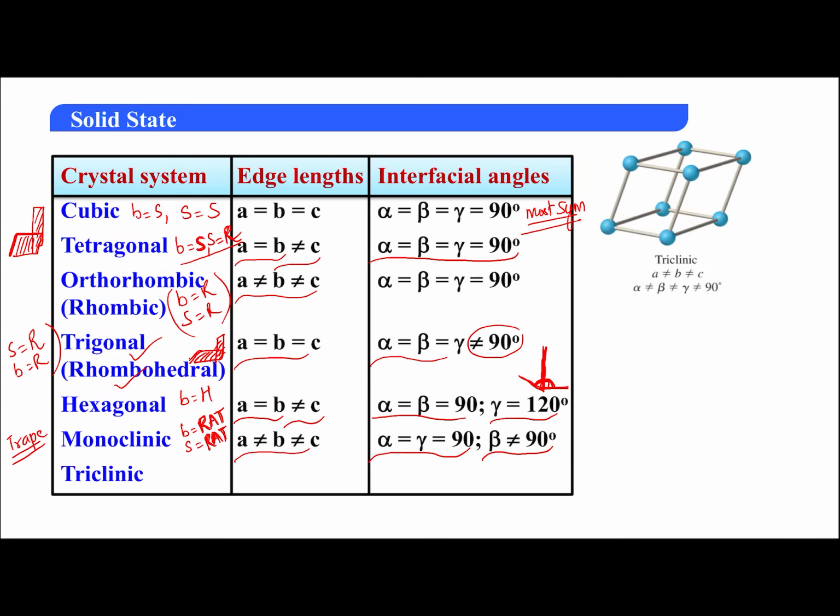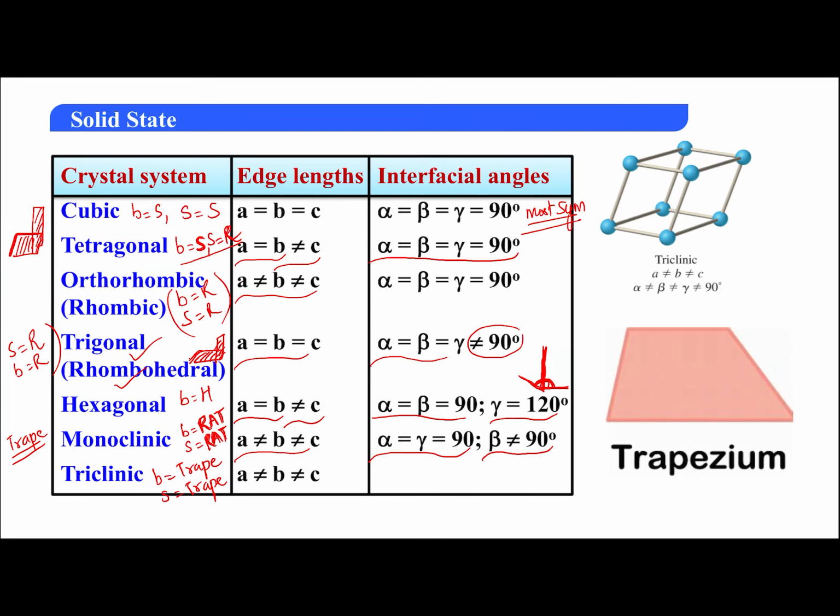In triclinic, you have to imagine a trapezium as a base, side also a trapezium, and everything a trapezium. You know, for a trapezium, lengths are always unequal, angles are also unequal, and none of them is 90 degrees.